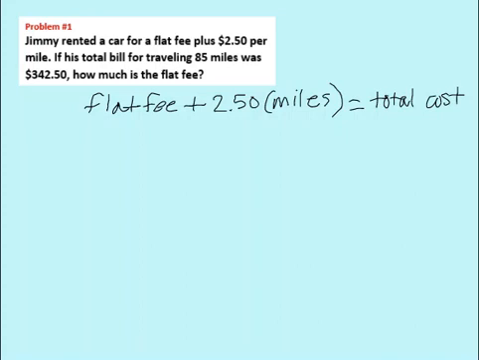Now I'm going to look back and say, hey, there's some more information here. It says his total bill for traveling 85 miles. So it's telling us the miles is 85, and this is miles right here. So I'm going to write 85 because I know miles is 85. It just told me that. And it also tells me the total bill is $342.50. Well, that's the total bill, that's the total cost. This is the total cost right here. So I'm going to write $342.50 right there because that's the total cost. So we just put in some additional information.